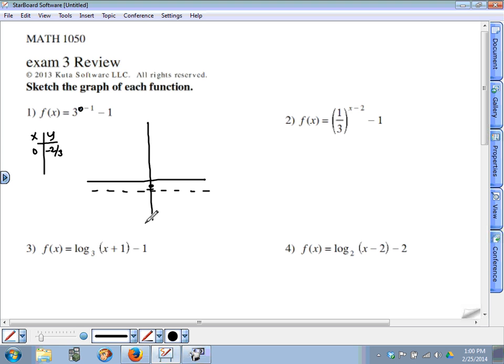The third step is to find 2 other points on the graph. So if x equals 1, for example, 1 minus 1 is 0. 3 to the 0 power is 1. 1 minus 1 is 0. So 1, 0 is on the graph. If x equals 2, 2 minus 1 is 1. 3 to the first power is 3. 3 minus 1 is 2.